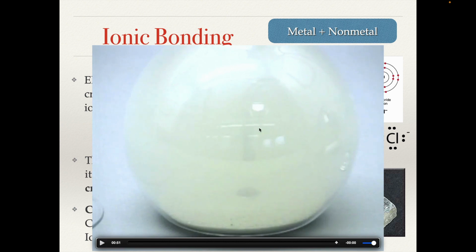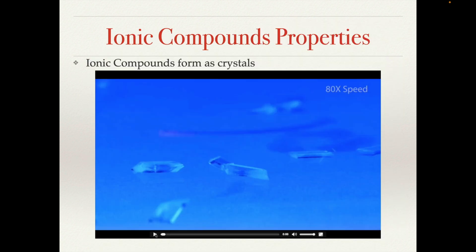All right, so we see that white film here is the sodium chloride that is produced in that reaction. And now they make that ionic bond. Here's another video of watching crystals grow.